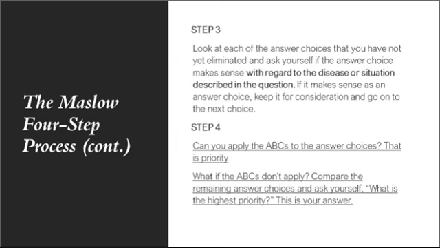Okay. Step 3 of Maslow's 4-step process. Look at each of the answer choices that you have not yet eliminated and ask yourself if the answer choice makes sense with regard to the disease or situation described in the question. I can't stress that enough. What is the question asking you? If you need to jot it on a piece of paper, say it out loud, hold your finger over it. This is the process or situation we're looking at. So just because it's a really good choice that has to do with airway, is airway part of your situation? If it makes sense as an answer choice, keep it for consideration and go on to the next choice.